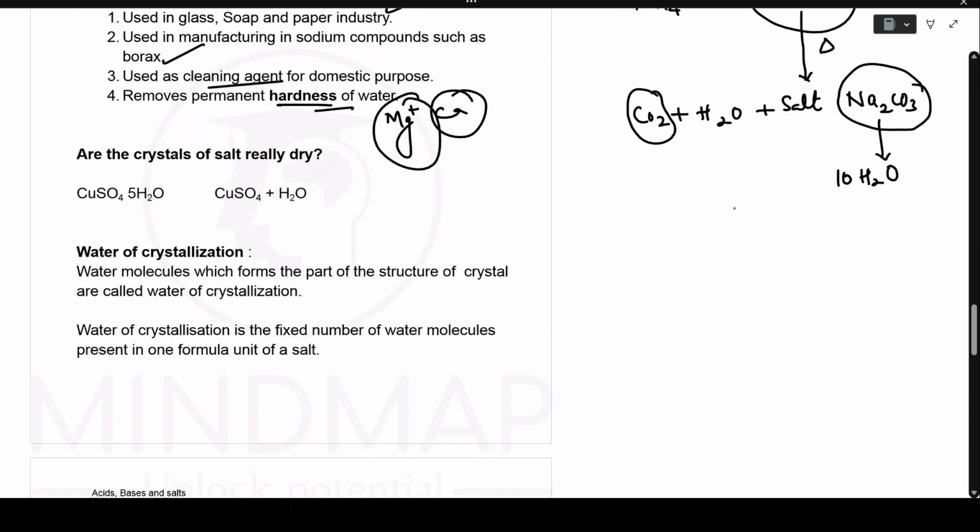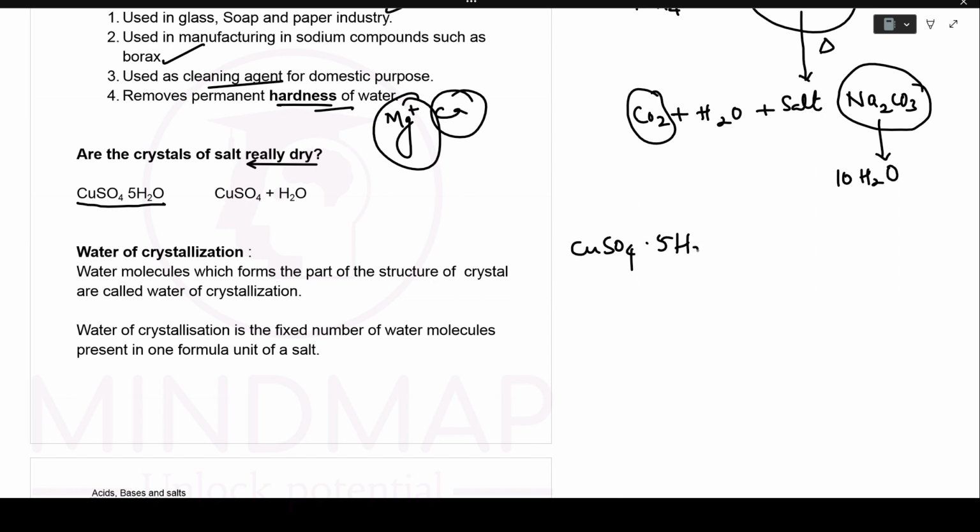Okay. Now, all these salts which you have learned, are they really dry? Let's see an example. Copper sulfate. What is the formula for copper sulfate? CuSO4 5H2O. Now we know what this means. This means that copper sulfate crystals have 5 molecules of water. Now remember, this is blue in color. When you heat this, you get copper sulfate, and this water is removed and it will become white in color.